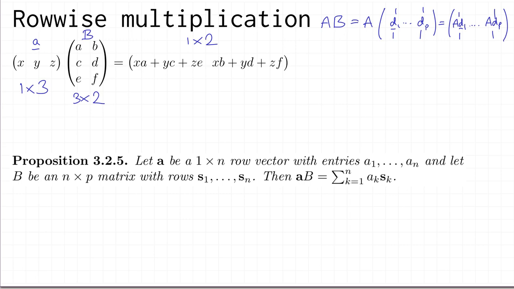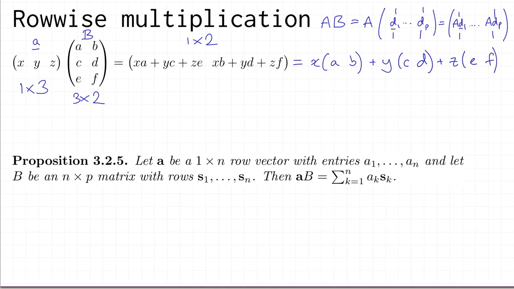So the 1, 1 entry will be obtained by multiplying the first row of A into the first column of B. So you get XA plus YC plus ZE. And the 1, 2 entry will be the first row of A times the second column of B. So that's XB plus YD plus ZF. But we can rewrite this, because if we take out the x's, and look at what the x's are multiplied by, you have x times the 1 by 2 row vector AB, plus y times CD, plus z times EF.